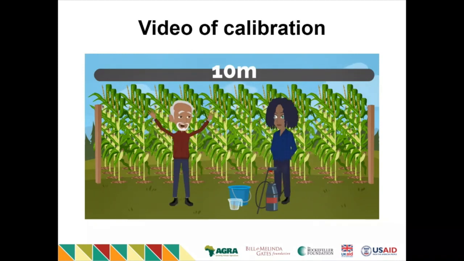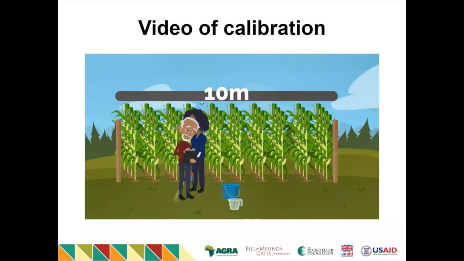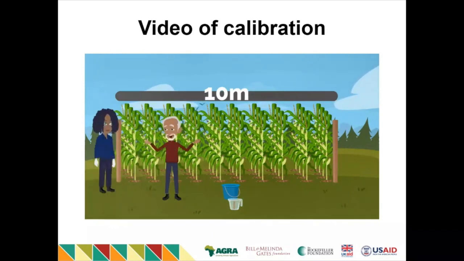This is where you come in again, Mary. You have to start spraying before the pole marking the start of the 10 meters we measured. Make sure that you walk at a normal speed. I'll start timing once you pass the starting pole and stop once you reach the end. That took you 8 seconds. We have to repeat this 3 more times.